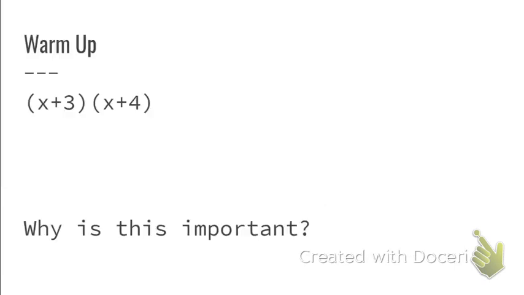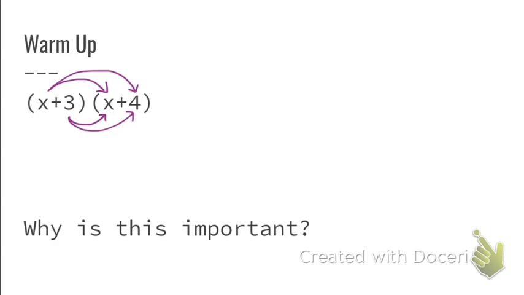Before we get started, let's do a little review. So here we have two binomials that we are multiplying together. Hopefully you remember that in order to do this, we need to double distribute. So we are first going to distribute x into the second set of parentheses, and then we would distribute the 3 into the second set of parentheses.